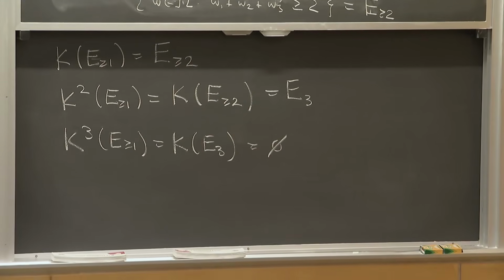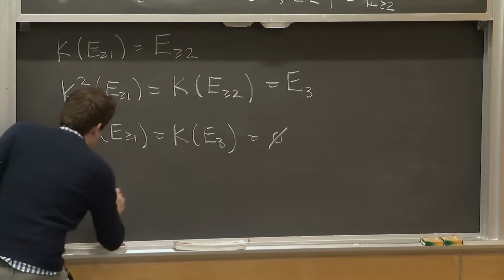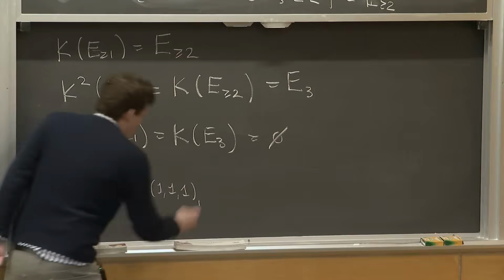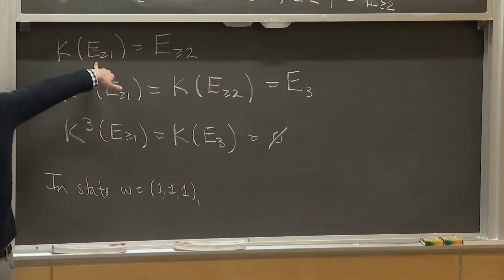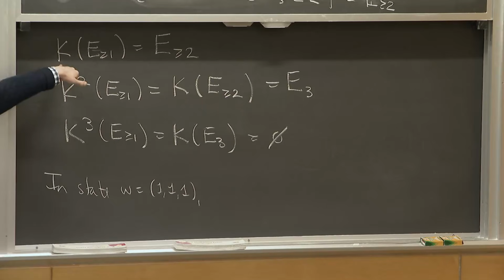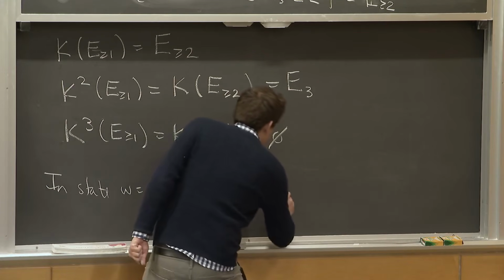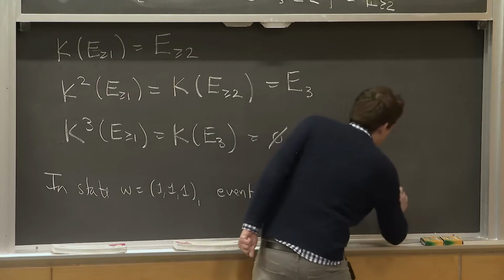So here we can formalize our claim. In state omega equals 1, 1, 1, the event that at least one person's hat is red is mutual knowledge. It's second order mutual knowledge, but it's not third order mutual knowledge. So in this state, the event E1 is second, but not third order mutual knowledge.